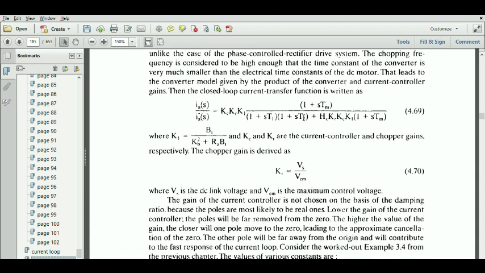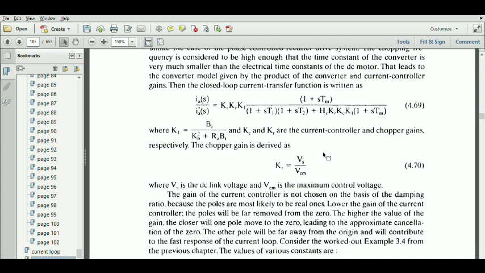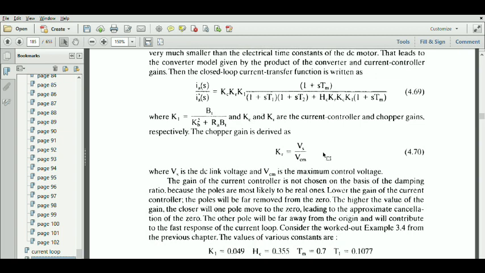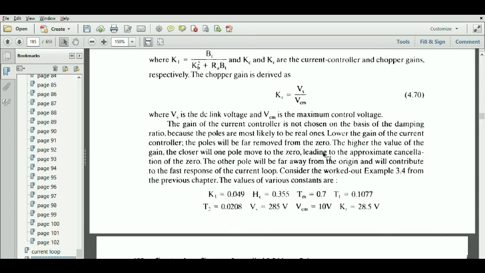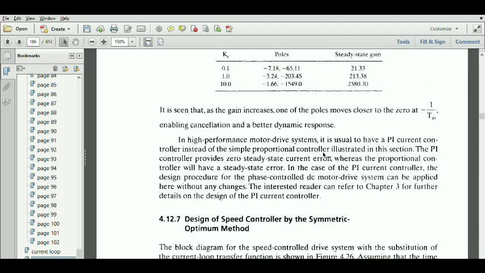If you have IA of s divided by IA star of s, then you can find the time constants T1 and T2. Then you can model the current controller. This is the controller design. In the next class, we will be discussing the further parts of current controller design and then speed controller design. Thank you.